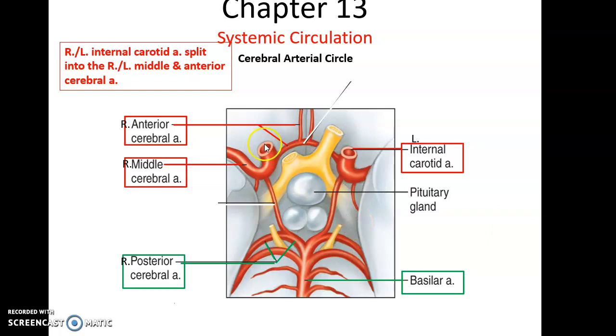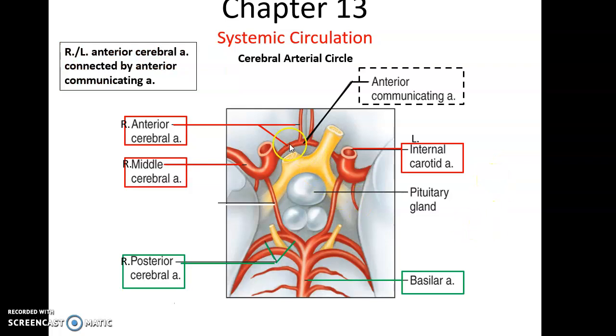So again, the right internal carotid artery splits into the right middle cerebral artery and the right anterior cerebral artery, and ditto for the left side. Now, the right and left anterior cerebral arteries are connected by a small piece of artery called the anterior communicating artery, communicating between the right and left anterior cerebral arteries.